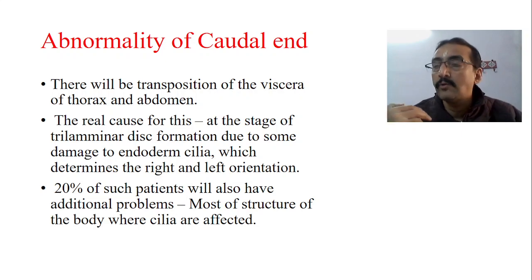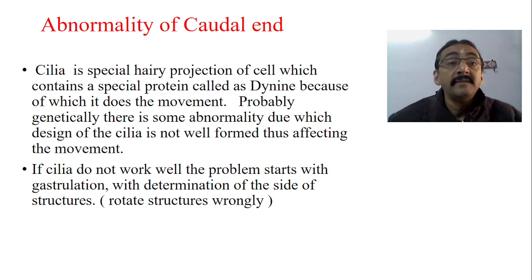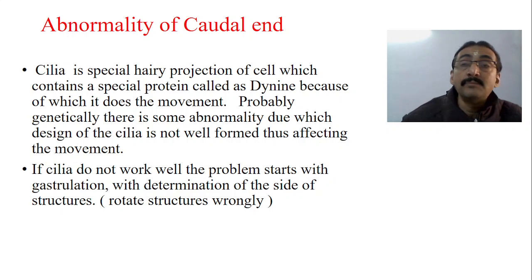Ciliated columnar epithelium is present in the respiratory tract, so it also gets affected, because cilia function itself is affected. Now, cilia is a special hairy projection of the cell which contains a special protein called dynein. Dynein is the protein because of which this movement is possible.